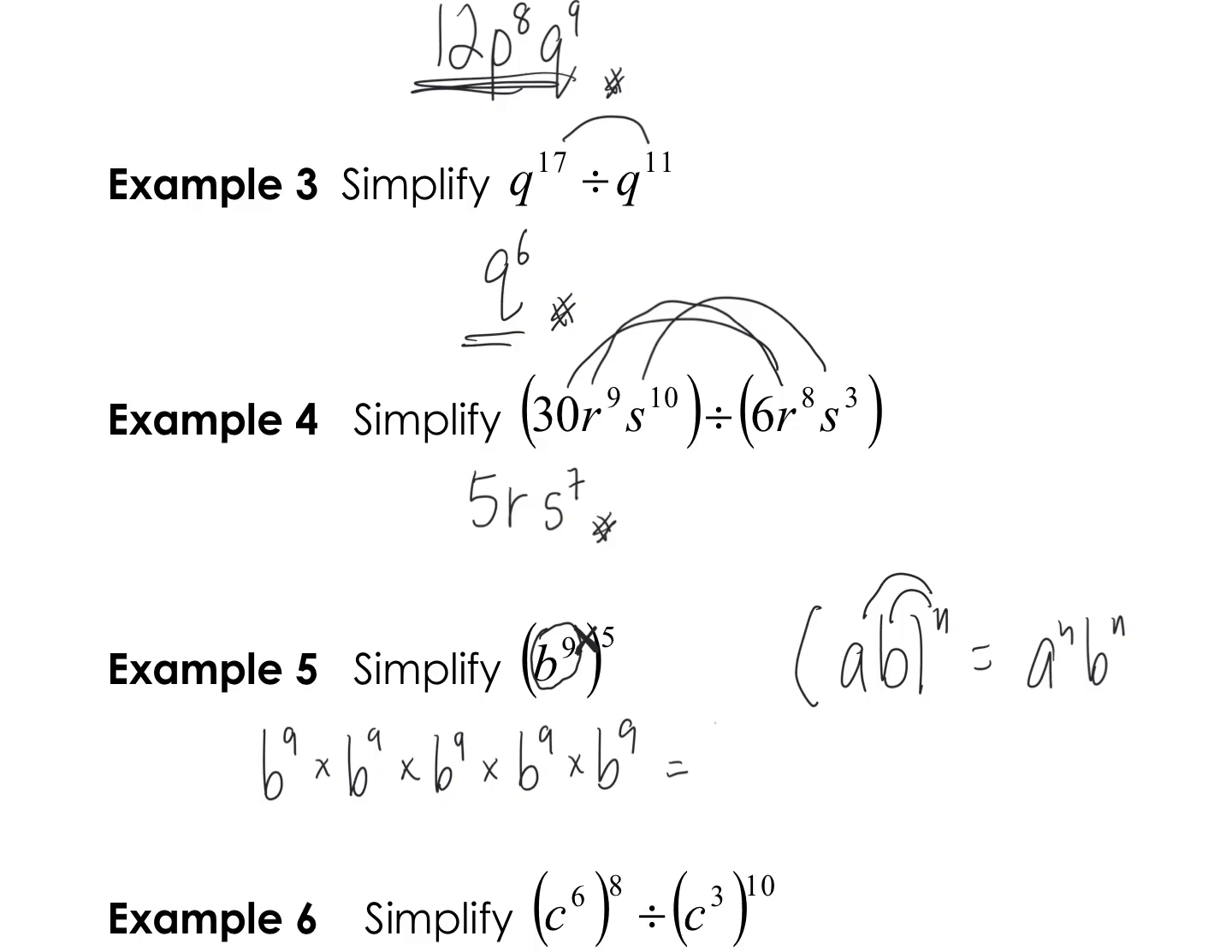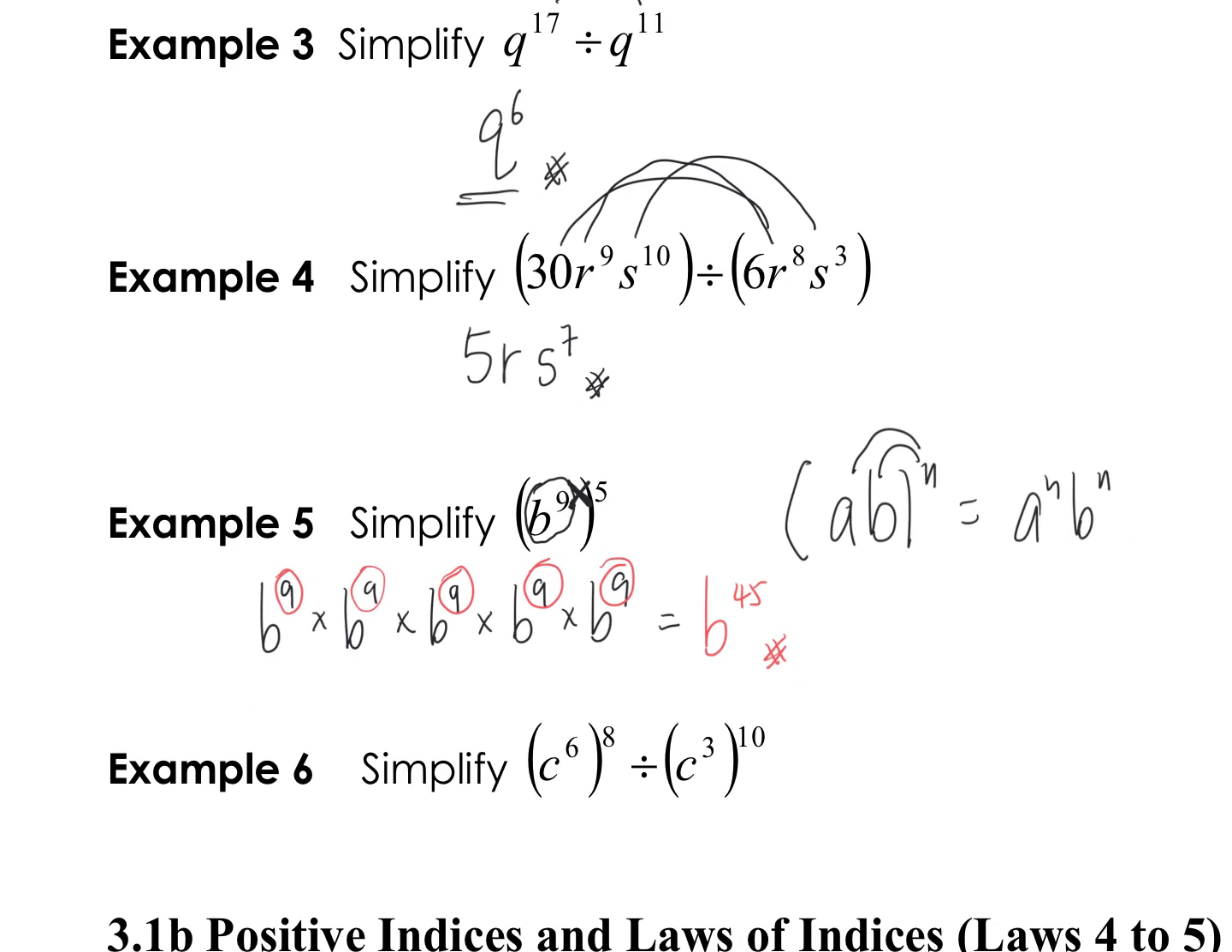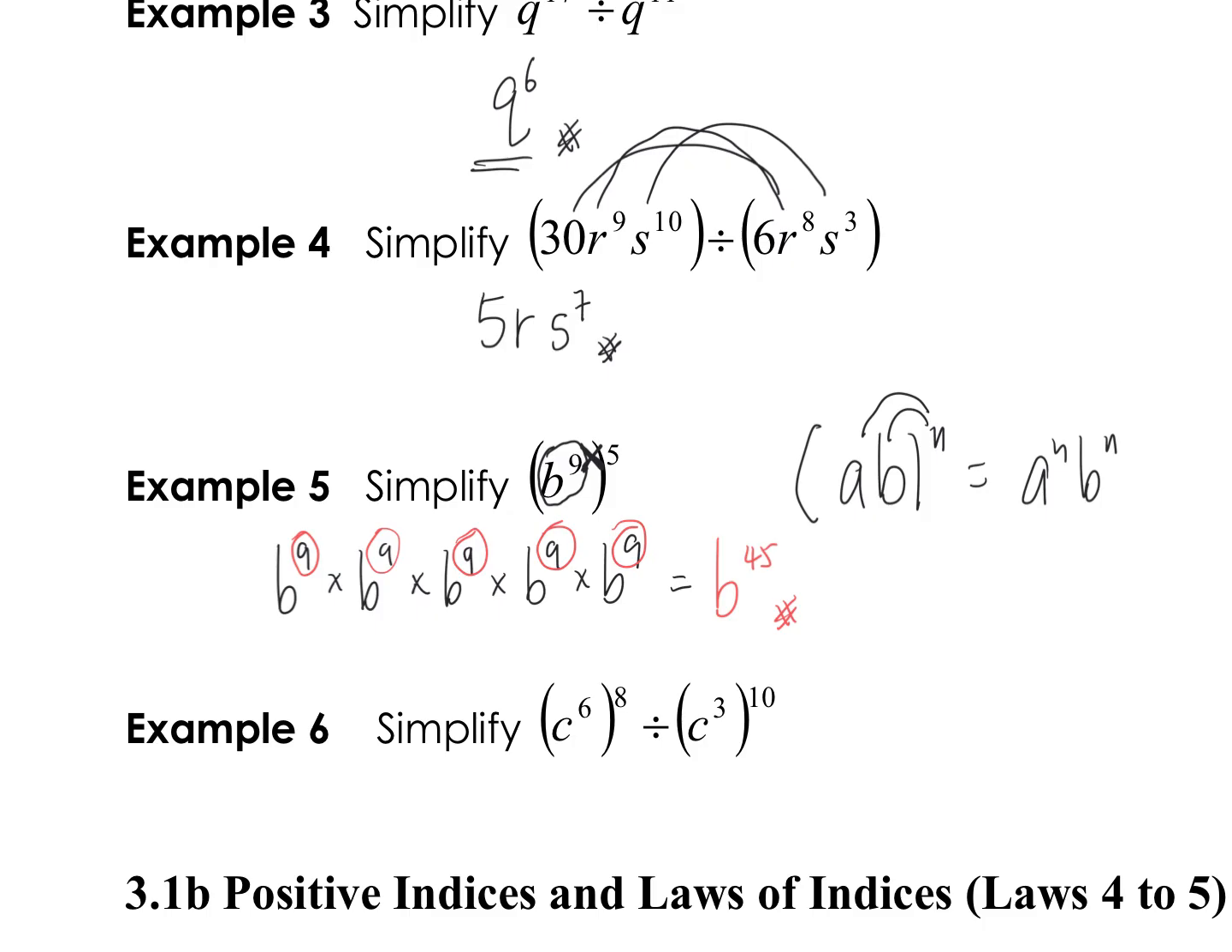So B what? 45. Or you can see as 9 plus 9 plus 9 plus 9 plus 9. Okay? So whenever you have separation by a bracket, power multiplied by power. Okay, what about these two? What is the first thing you can get from here? C what? C 48. Okay, this is C 30.